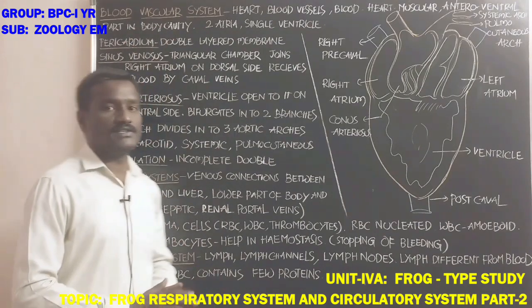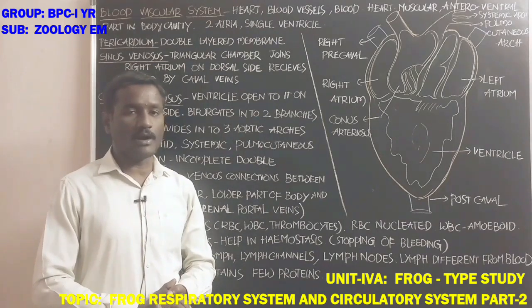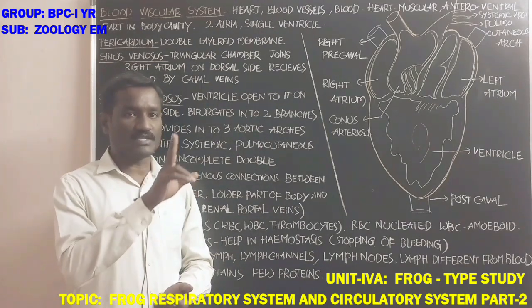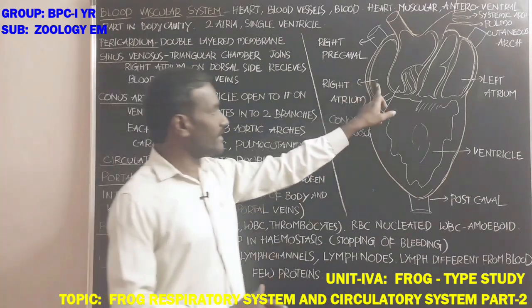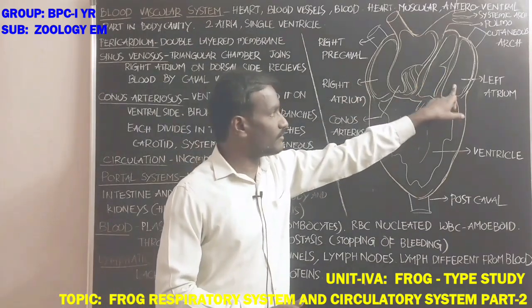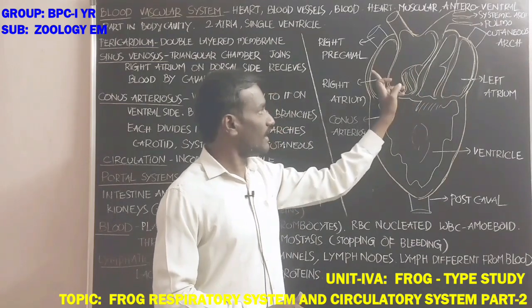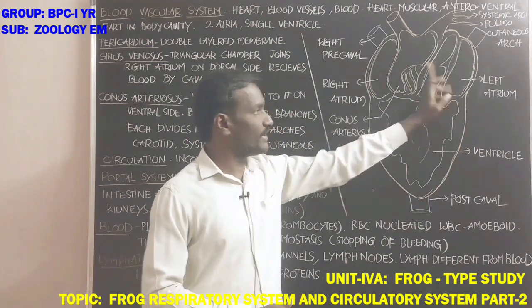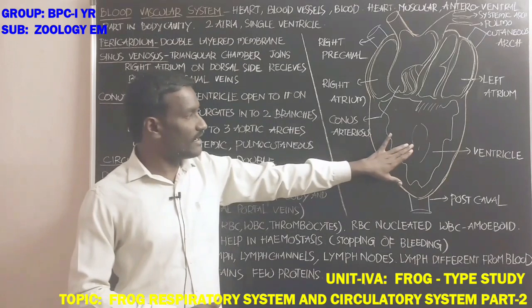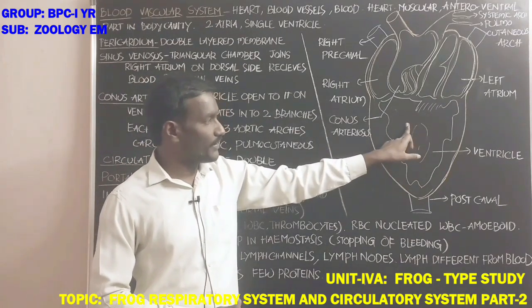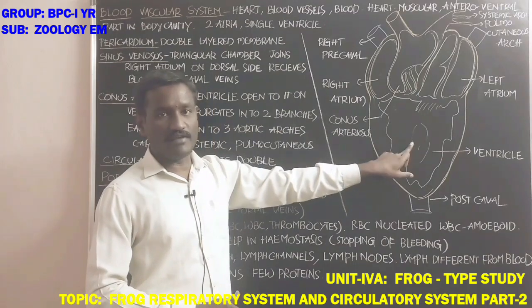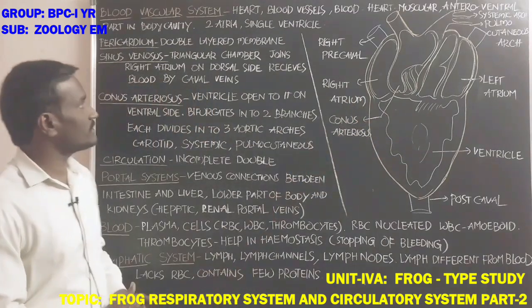Next, heart is with 3 chambers in the frog. Upper 2 chambers are called atria. These are right atrium, left atrium. 2 atria, right atrium, left atrium. And a single undivided ventricle. It is the largest chamber. Single undivided ventricle, 3 chambers.